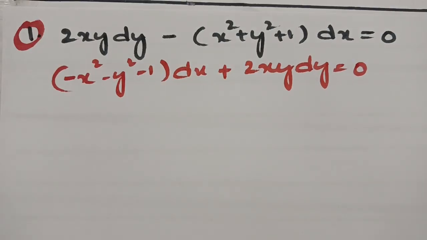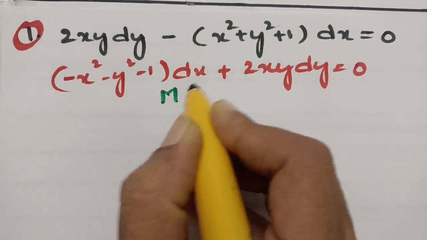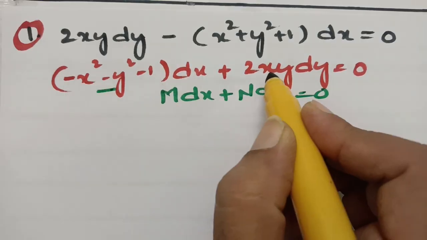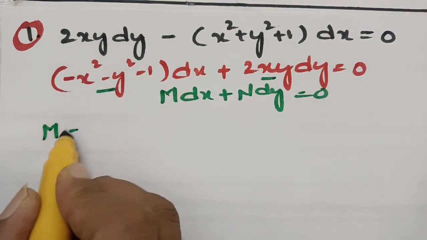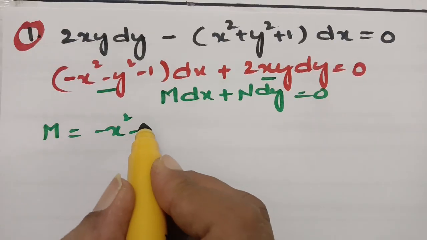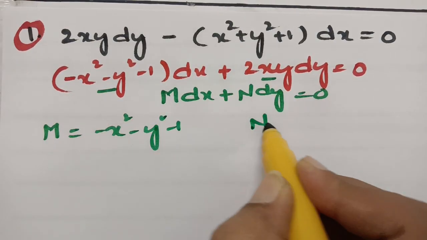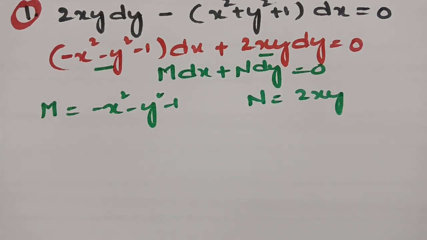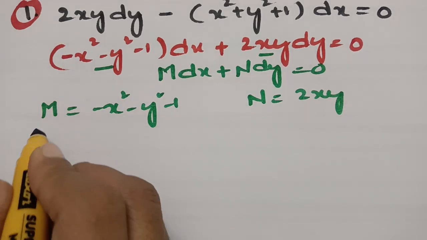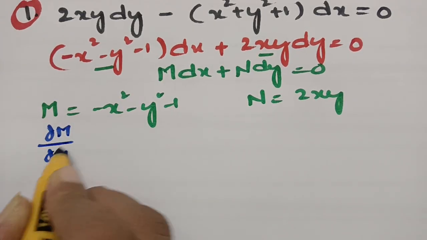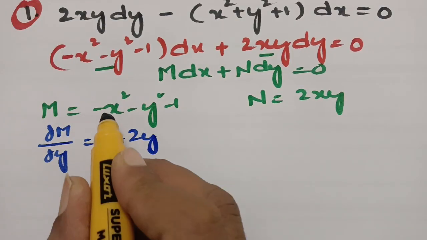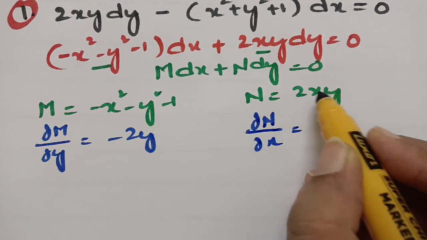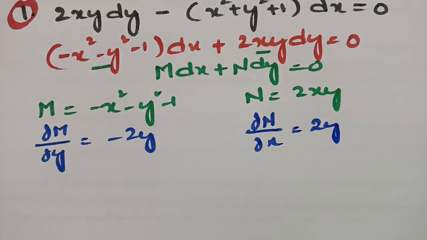Now, this is of the form m dx plus n dy is equal to 0. Clear? This value is m and this value is n. So what is our m value? M is nothing but minus x square minus y square minus 1, and n is nothing but 2xy. Now I have to take the derivative with respect to y for m, that is dou m by dou y. So this will be minus 2y, as the other terms are constants, giving 0. And what is dou n by dou x? With respect to x it is 1, so 2y remains.